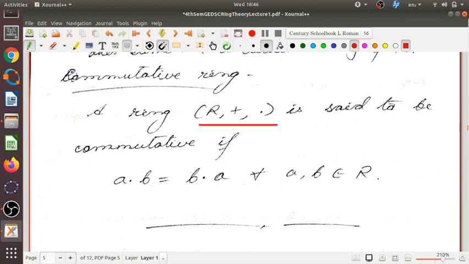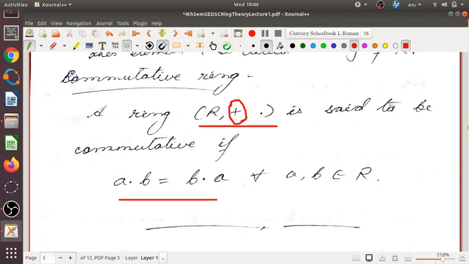A ring (R, +, ·) is said to be commutative if a · b equals b · a for every a, b inside R, right? When is a group said to be commutative? If a * b equals b * a for every a, b. And here in the case of a ring you have two operations, but already in the definition itself a + b is b + a. We want the addition to be commutative. So a ring is said to be commutative if it is commutative with respect to the second operation also. By definition a ring is commutative with respect to the first operation. Together with that, if it is also commutative with the second operation, then the ring is said to be a commutative ring.